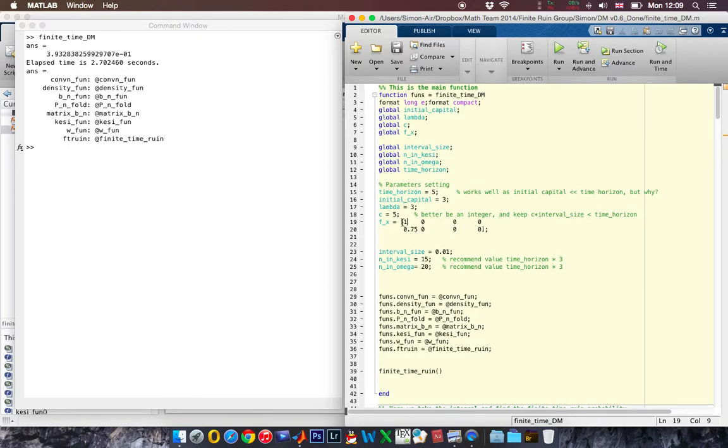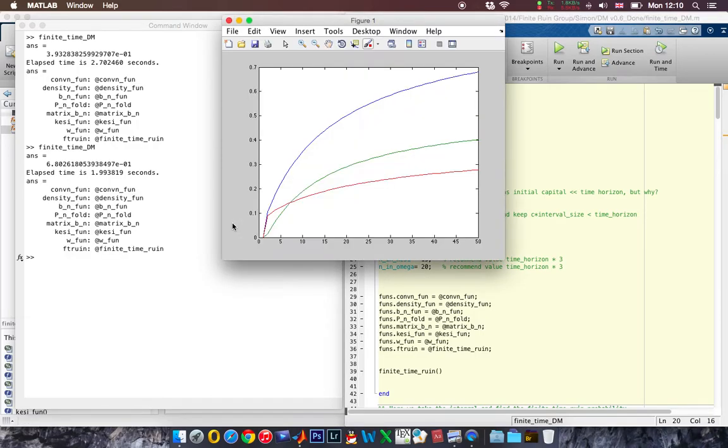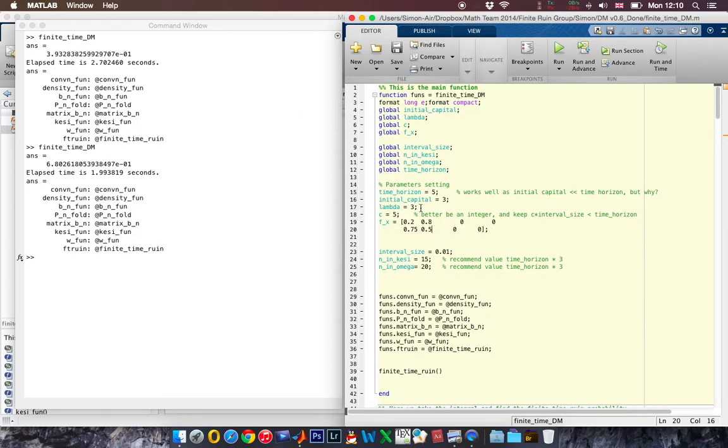So if you change this into 0.2, and this into 0.8, and give another parameter here, let's say 0.5, it means a mixture of two exponential distributions with weights 20% and 80% and the corresponding parameters 0.75 and 0.5. Let me just show you the running of this function. It took the computer about 6 seconds to do all of the calculation.